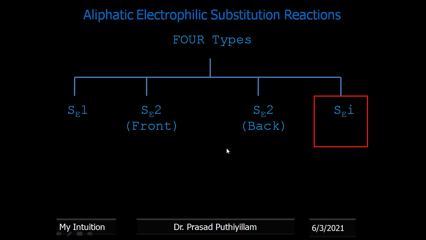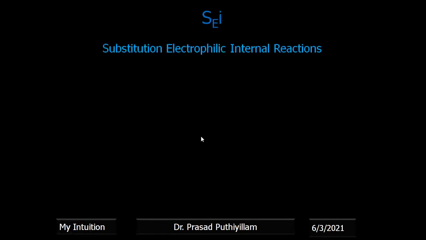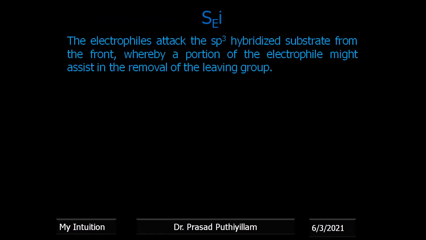So here in the SEi mechanism, we can call it a substitution electrophilic internal reaction, or an internal electrophilic substitution reaction. Here I represents internal. Here the electrophile attacks an sp3 hybridized substrate from the front side, whereby a portion of the electrophile might assist the removal of the leaving group. Actually, a well-placed electrophile attacks the sp3 hybridized carbon.